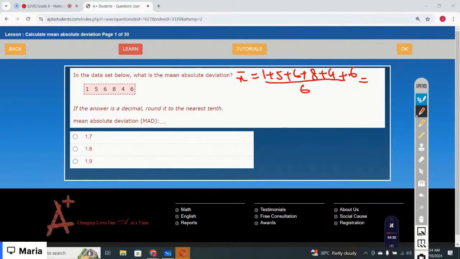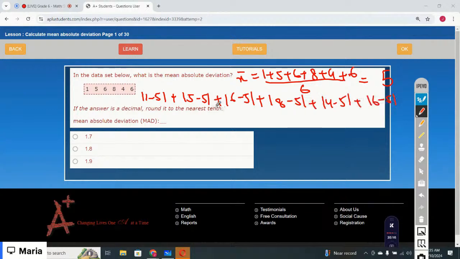So you need to add 1 plus 5 plus 6 plus 8 plus 4 plus 6. Their sum is 30, and 30 divided by 6 is 5. So the mean is 5. Now subtract the mean from each value, right? Start with the 1. You have to do 1 minus 5, 5 minus 5, 6 minus 5, 8 minus 5, 4 minus 5, and 6 minus 5, right?